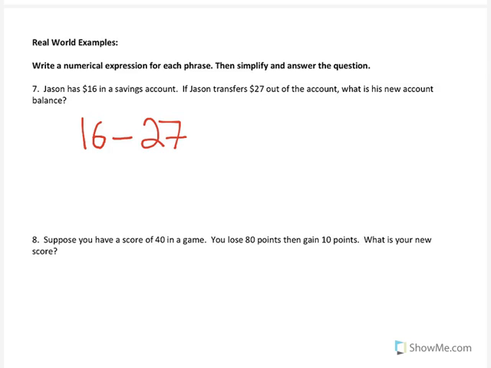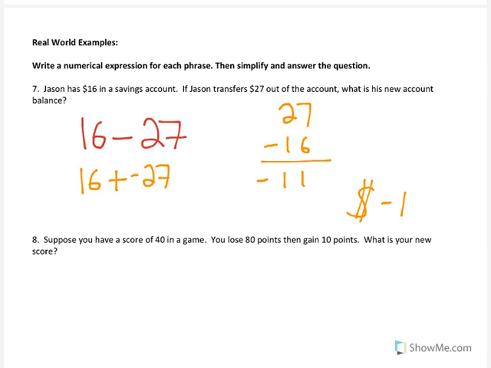Change colors. Let's go to yellow. What's his new account balance? Well, we have to apply our rules, right? This is subtraction, so we want to add its opposite. So I'm going to have 16 plus negative 27. Well, our signs are different, so I'm going to do 27 minus 16. 7 minus 6 is 1. 2 minus 1 is 1. We're going to take the sign further from 0. Well, it's negative, so our answer is going to be negative $11.